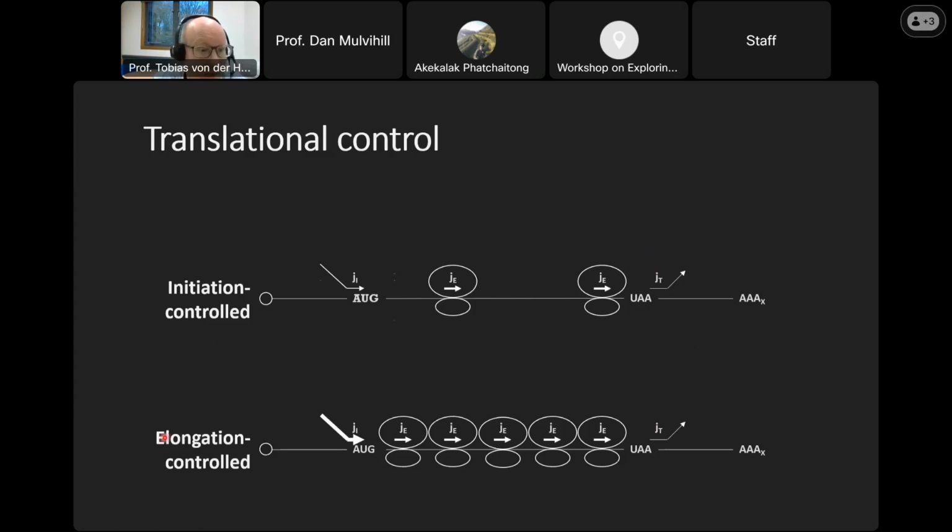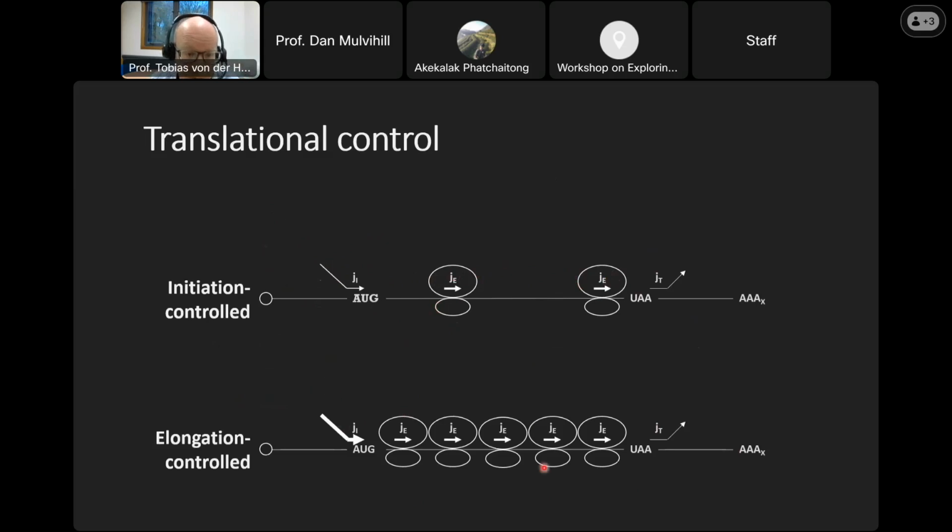Sorry, I'll just switch my laser pointer on. You can have one regime here where you have relatively slow initiation and relatively fast movement along the RNA. In this regime, if you want to make more protein, you need to increase the initiation rate. If you increase the elongation rate here, nothing happens to the amount of protein you make because this process is not limiting.